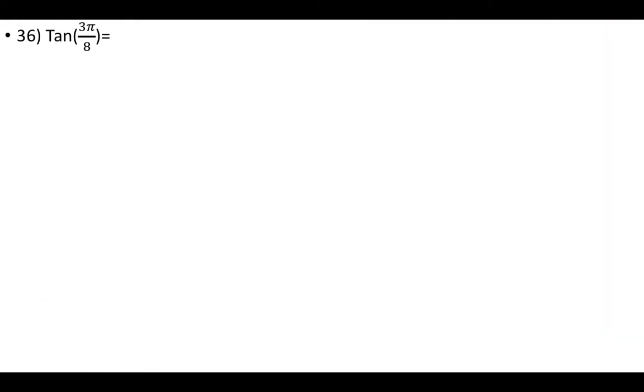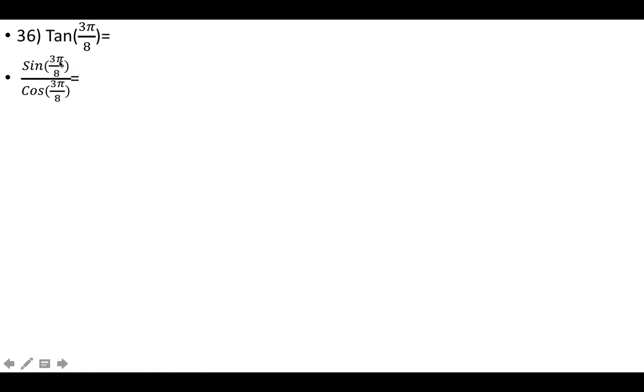So tangent, where is it? Well, it's not here, but it is somewhere. Right here: tangent of theta equals sine over cosine. It's always the same. So tangent of 3 pi over 8 is equal to sine of 3 pi over 8 divided by cosine of 3 pi over 8. Notice the theta must be the same in the top and bottom for it to be a tangent.